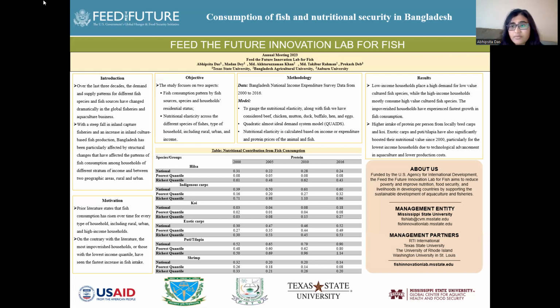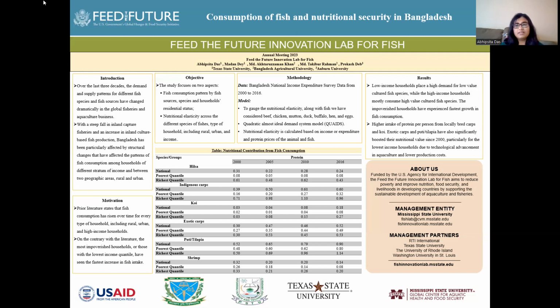Why do we study this household allocation? By nutritional elasticity, I mean how the household allocation of budget is changing on the different nutritional sources due to the change in income or expenditure and the protein prices of different fishes and animals. To gauge the nutritional elasticity, along with the fishes, we have also considered other protein sources, which include beef, chicken, mutton, duck, buffalo, hen, and eggs. In eggs, we have considered hen eggs and duck eggs.